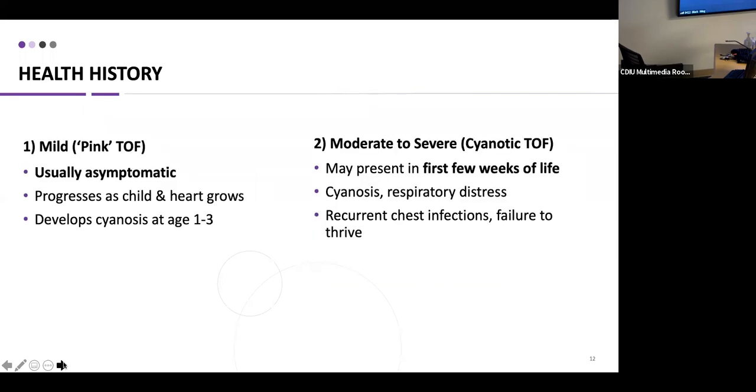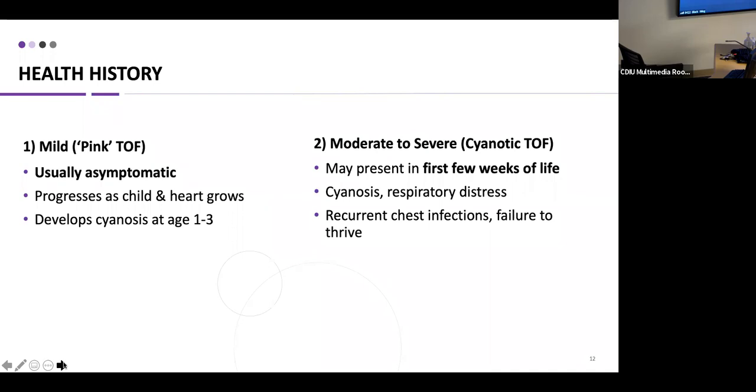So we kind of briefly went over before, we can have different classes of tetralogy of Fallot. There can be mild, moderate to severe, and extreme cases of tetralogy of Fallot. So we'll just go into details about each of these classifications. The first being the mild, which is a pink tetralogy of Fallot.